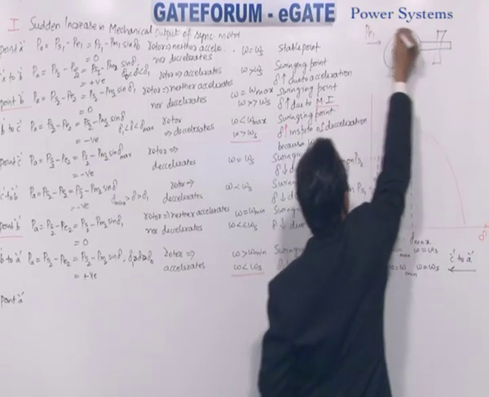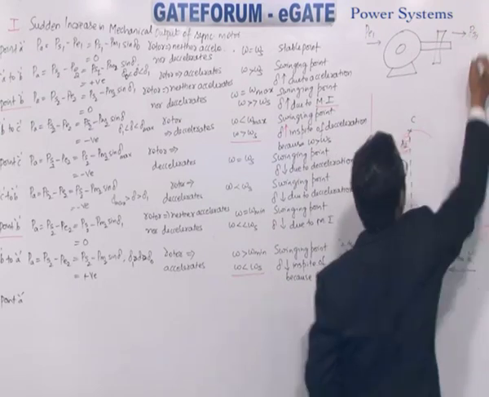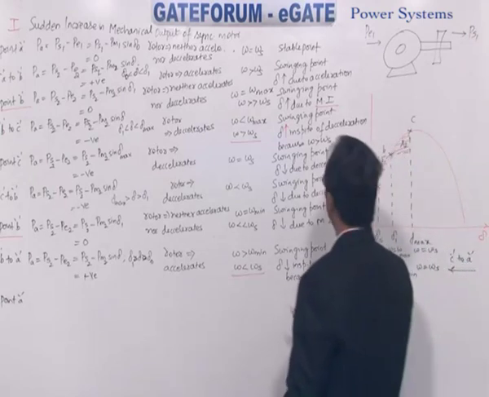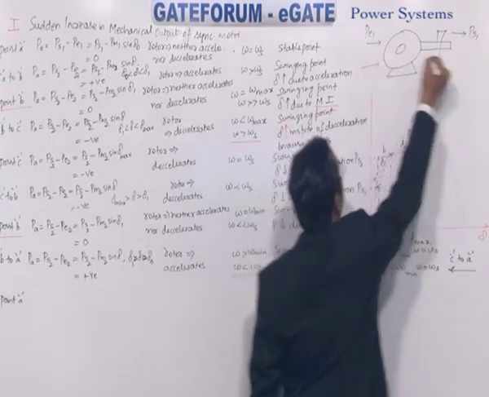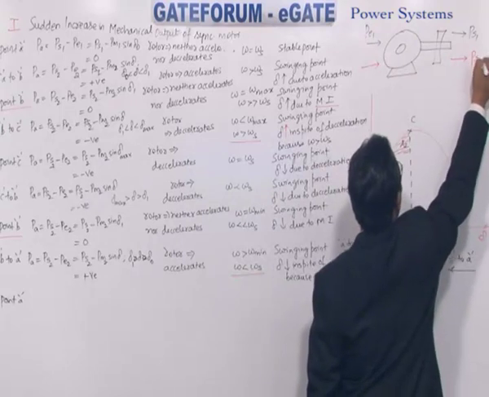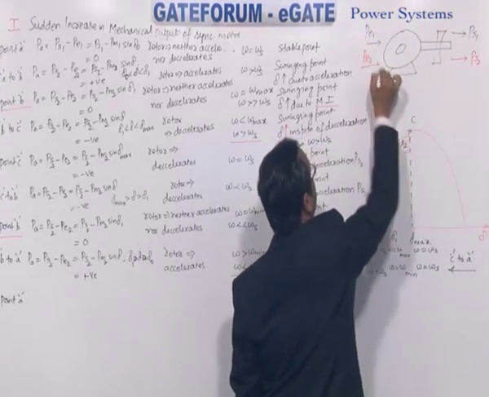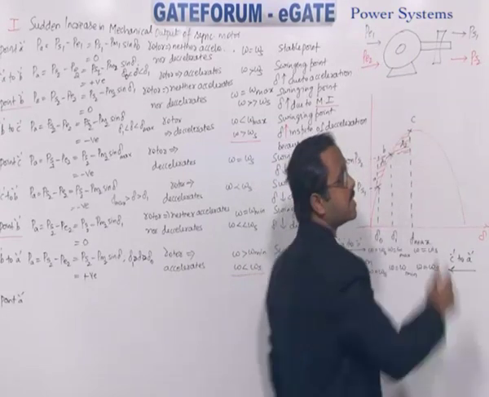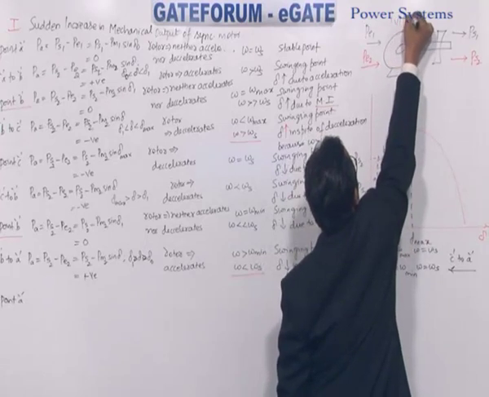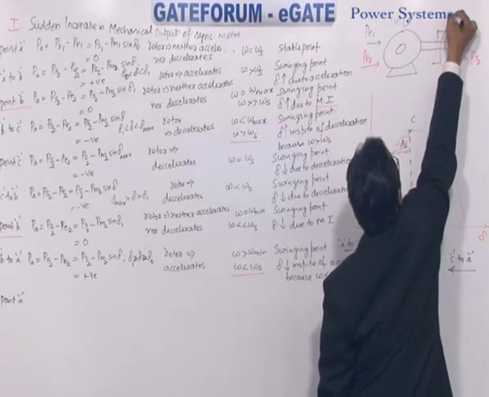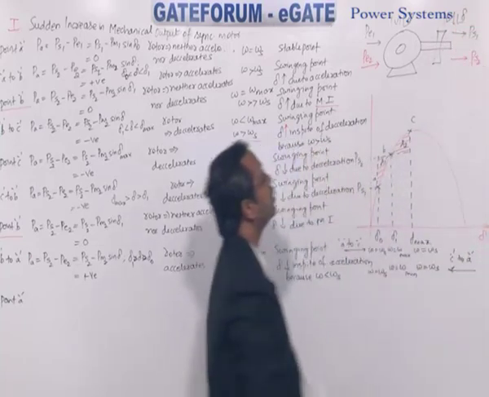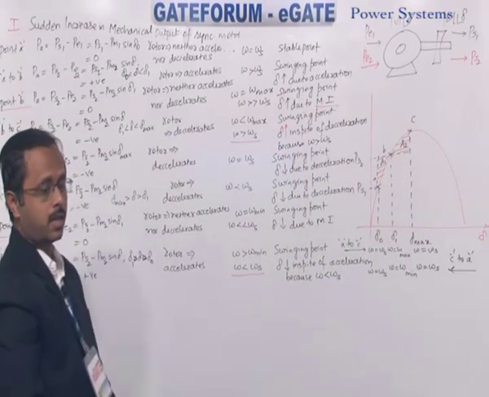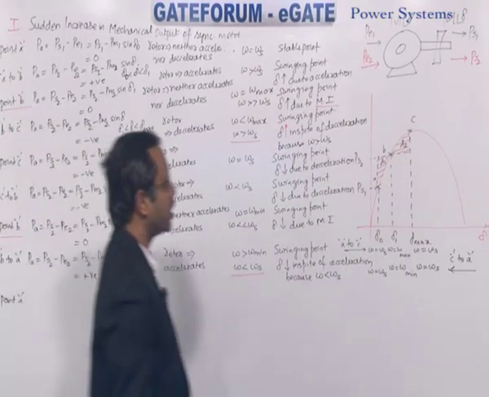So electrical input PE1, mechanical output is PS1. Now the electrical input will increase due to the sudden increase in the mechanical output. And we can indicate for the synchronous motor here: V at angle 0, and at this point we have E at angle delta. So this is how you represent the notation of a synchronous motor.